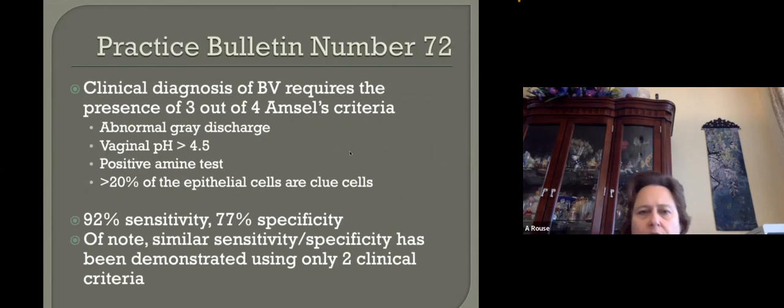All right, test questions. These are important because you will be asked, what are Amsel's criteria? Well, here it is. You need 3 out of 4: the gray discharge, an elevated pH, the positive amine or whiff test, and more than 20% of your epithelial cells being clue cells. You have pretty good sensitivity and specificity, but even if you only use two of the criteria, say you skip the whiff test because you don't want to smell anything, you would still do pretty well.